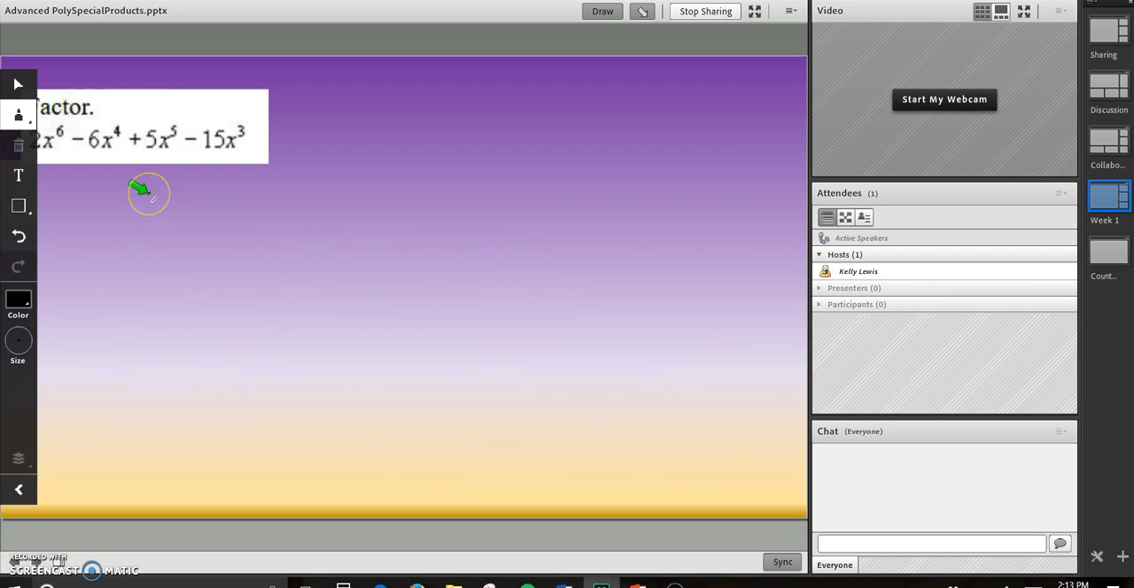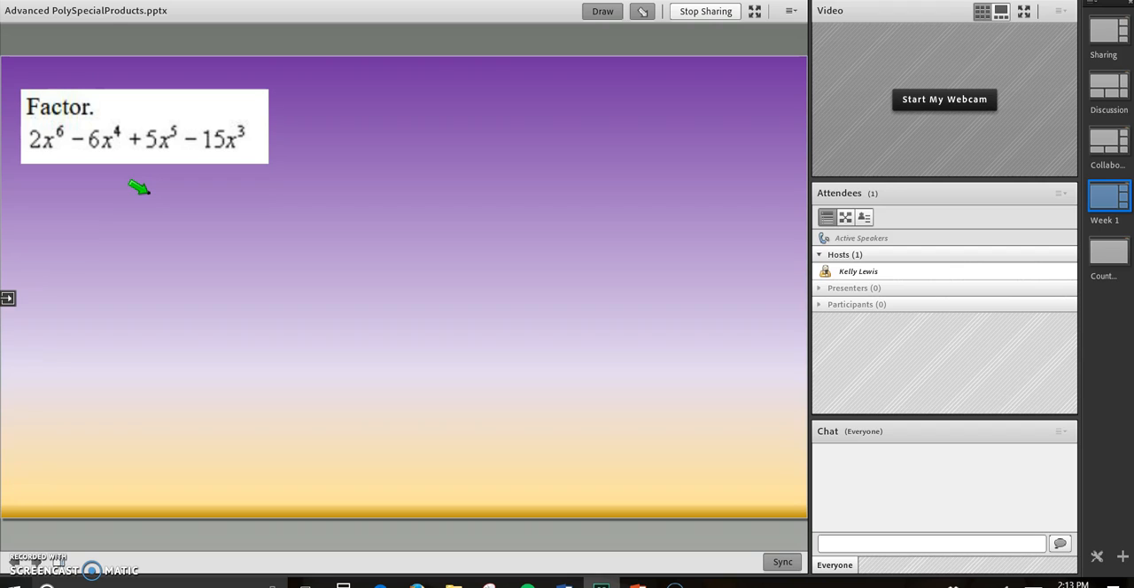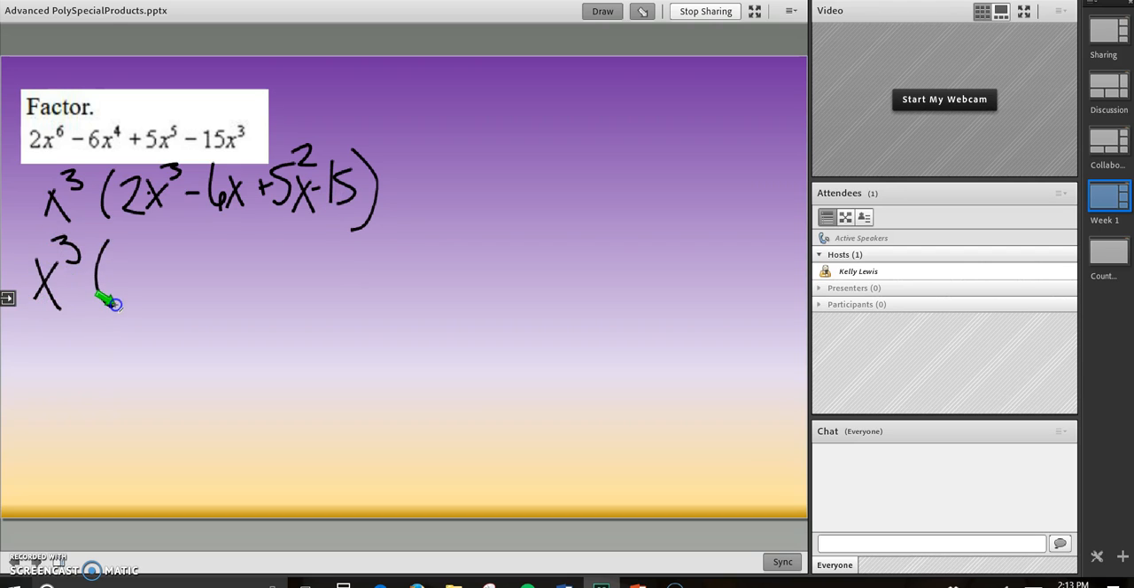Okay, let's try here. So here, there's an x cubed you can take out. They all have an x cubed. So you have 2x to the 6 minus 3, then a 6x plus 5x squared minus 15. Okay, let me rewrite it in the correct order. 2x cubed plus 5x squared minus 15.